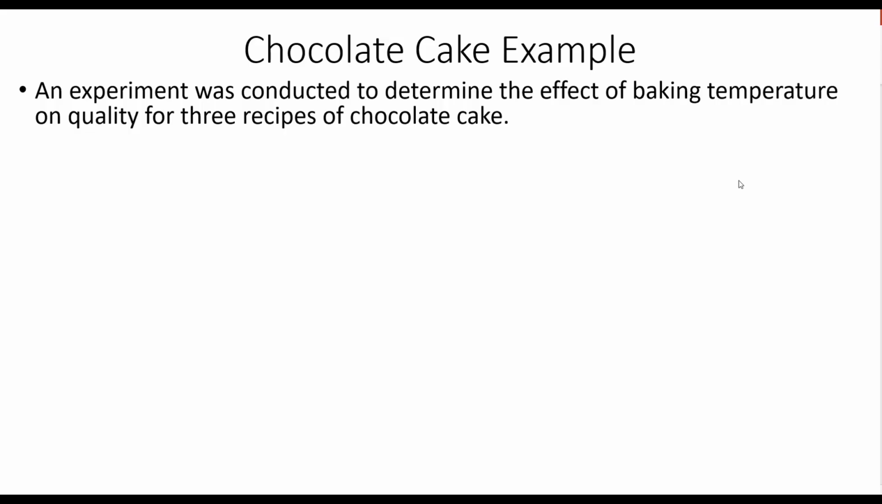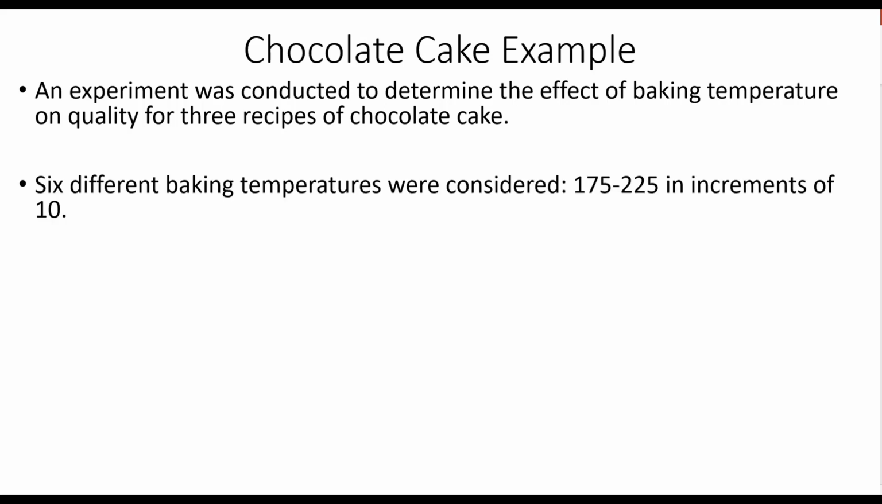The example we're going to be looking at in this video deals with chocolate cakes because I really like cake. An experiment was conducted to determine the effect of baking temperature on the quality of 3 recipes of chocolate cake. So we have 2 factors, the temperature at which the cake is baked and the 3 different recipes being used. 6 different baking temperatures were considered, between 175 to 225 in increments of 10.